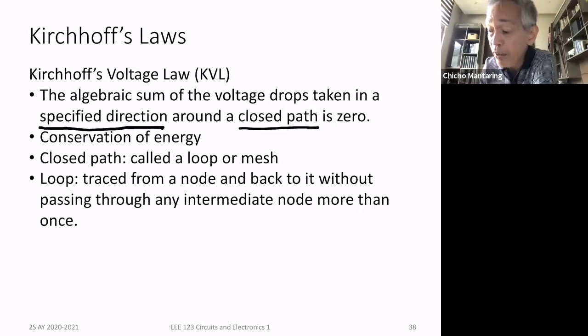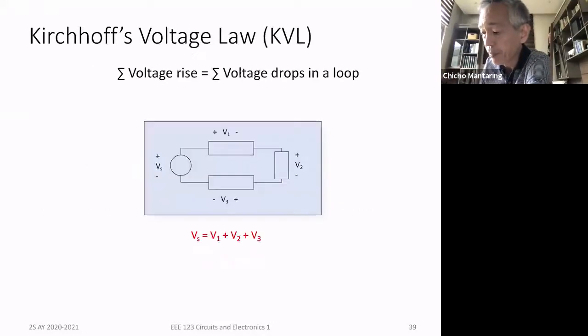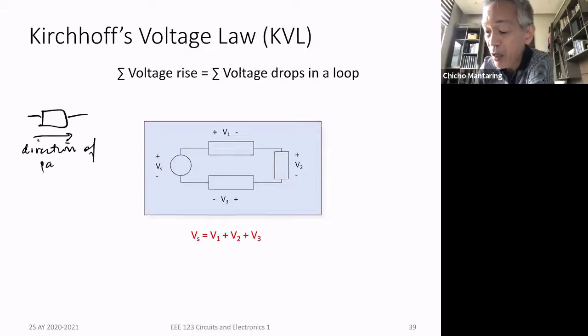A closed path is called either a loop or a mesh. The difference between a loop and a mesh we're going to study later on. But when you say it's a loop, that means you start at one node and then you trace specific elements interconnected until you get back to that particular node. So that is your closed path. Okay, ano yung convention natin when we do the algebraic sum? If you're going in this direction, so this is the direction of the path, and then your polarity is this way, then your voltage is positive.